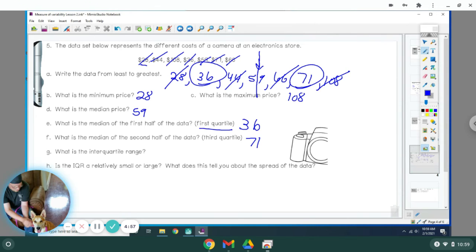So the interquartile range will be the median of the third quartile minus the median of the first quartile. So we're going to do 71 minus 36, and it'd be 35. So is the IQR a relatively small or large number? What does that tell you about the spread? It's actually pretty big, meaning that the spread has a variety of numbers, meaning that the camera prices have a huge variety. They're not all around the same price.